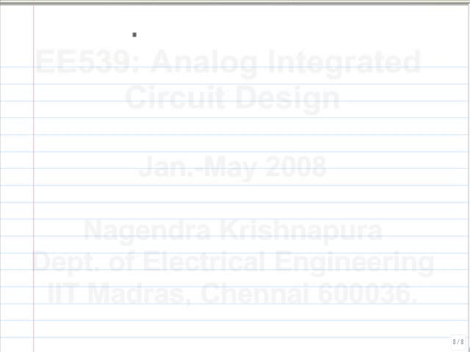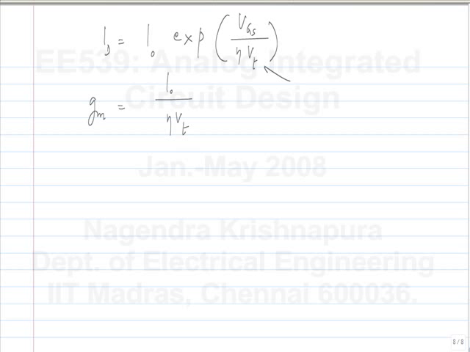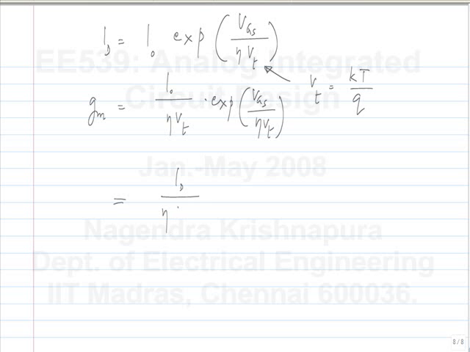Now in case of weak inversion, ID will have a certain I naught and an exponential dependence on VGS. So in this case, what is GM? This is the thermal voltage. So it's almost like a bipolar transistor, where it is proportional to ID, the bias current, divided by the thermal voltage.